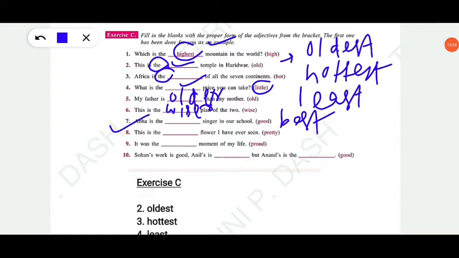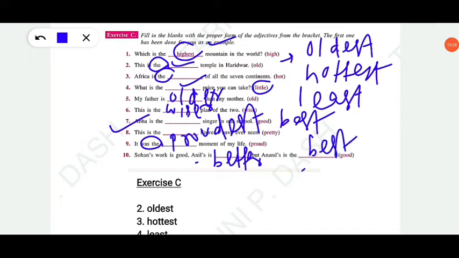The next, it was the dash movement. As you find here, the definite article is used. So you have to use superlative degree, proudest. Okay, proudest. The next here, Soham's work is good. Anil's work is, so here comparison is made between two. So you have to use better. But here Anand's is the best. Okay.